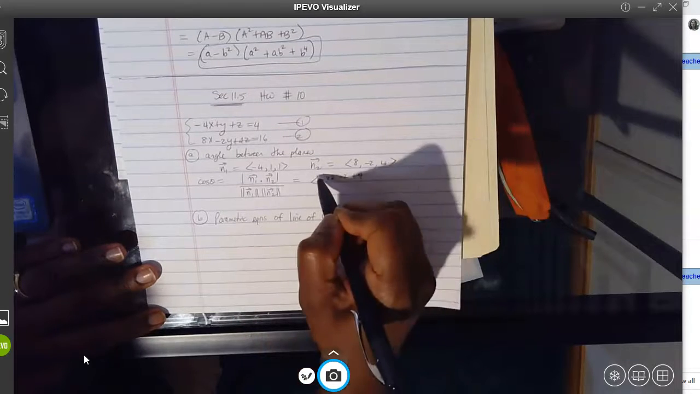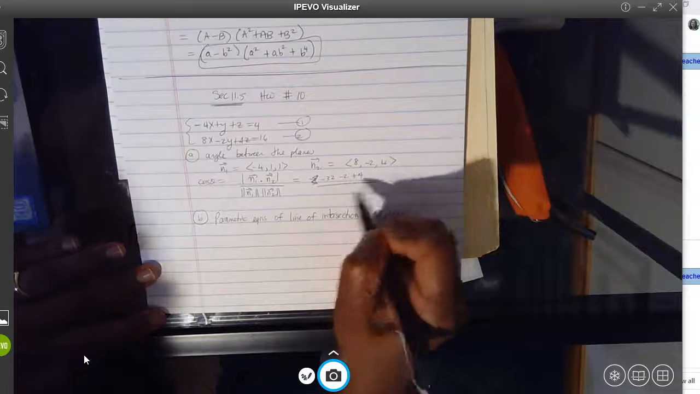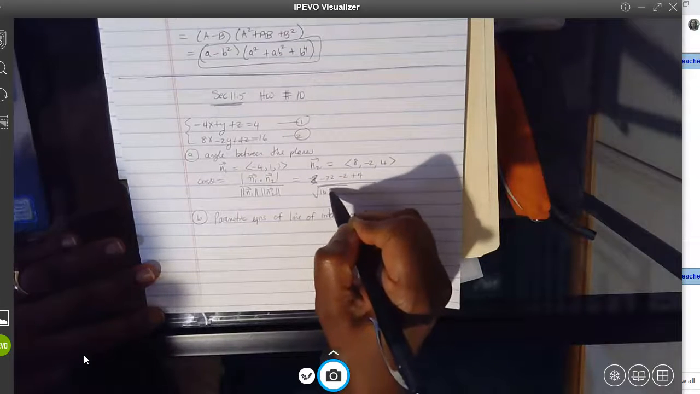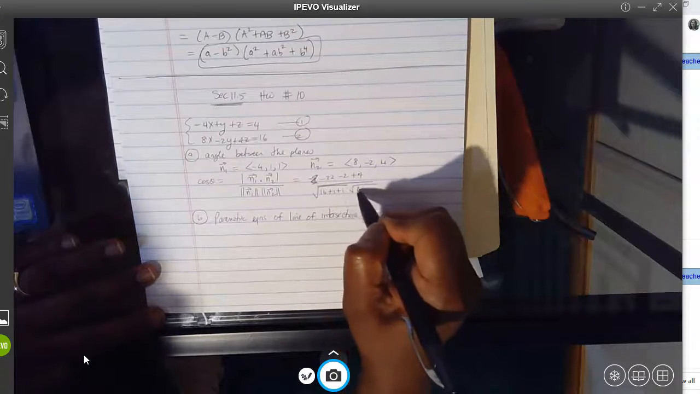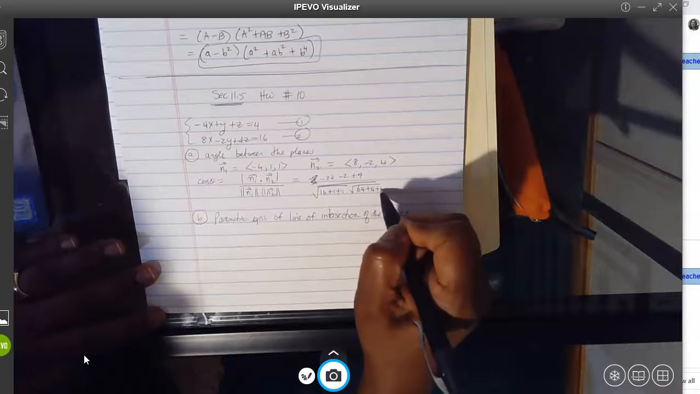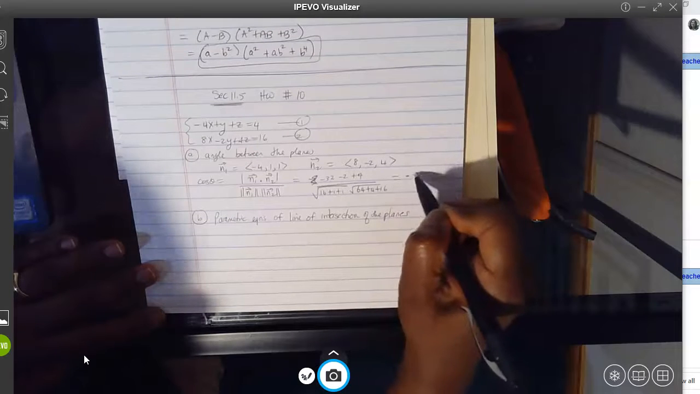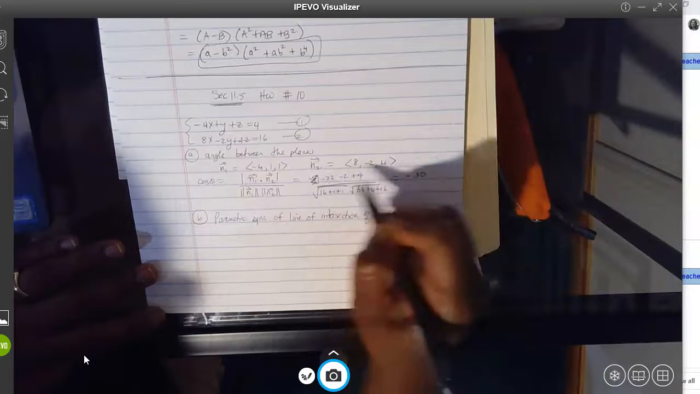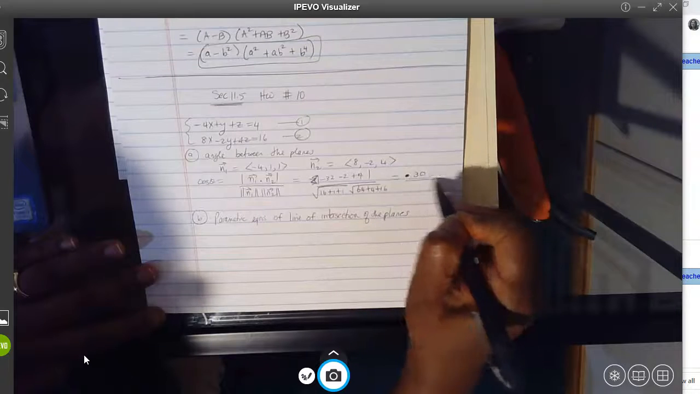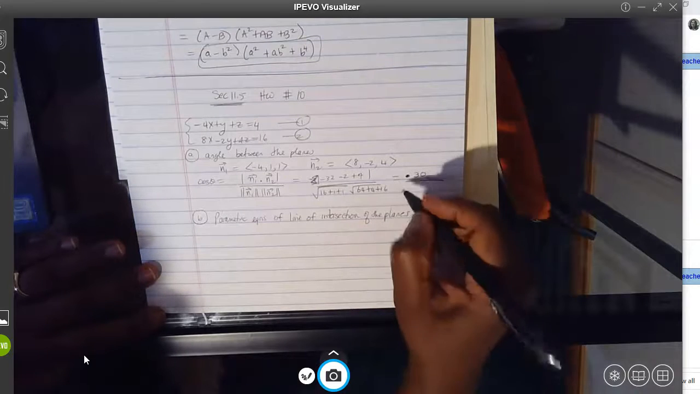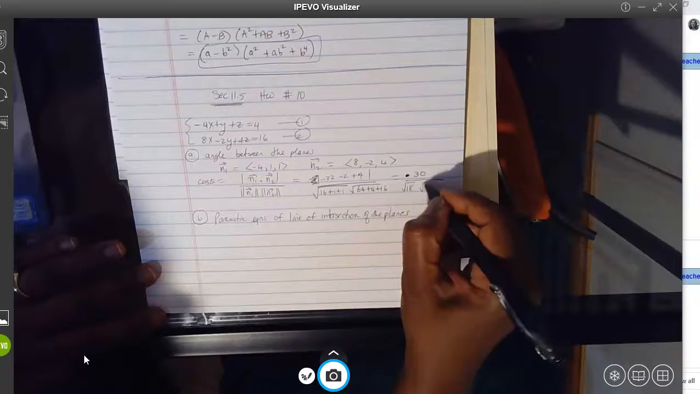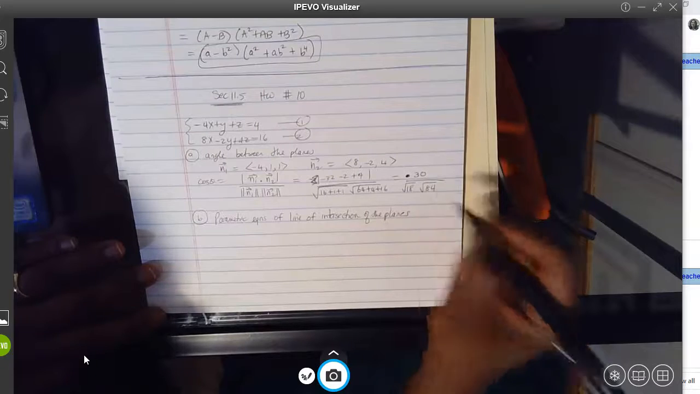So we have no brackets, we've done the dot product. Magnitude here would be 16 plus 1 plus 1, and 64 plus 4 plus 16. I think that's the absolute value of negative 30, so it's 30. And then on the bottom, the square root of 18 times the square root of 84.